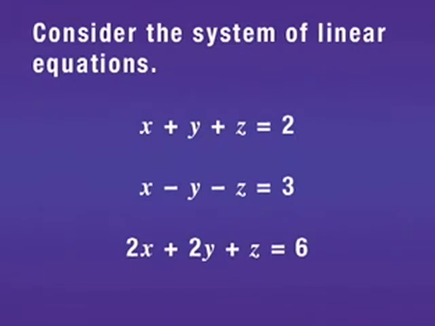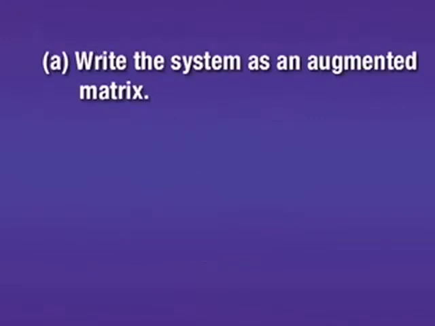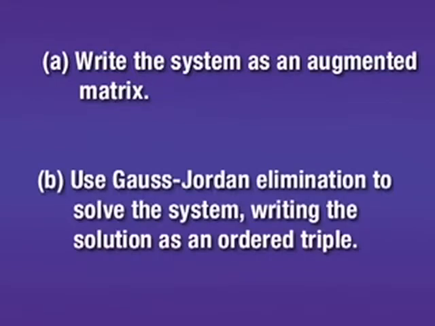Now we'll be examining how to use matrices to help us solve systems of linear equations. Consider the system of linear equations. x plus y plus z equals 2, x minus y minus z equals 3, 2x plus 2y plus z equals 6. A. Write the system as an augmented matrix. B. Use the Gauss-Jordan elimination to solve the system, writing the solution as an ordered triple.